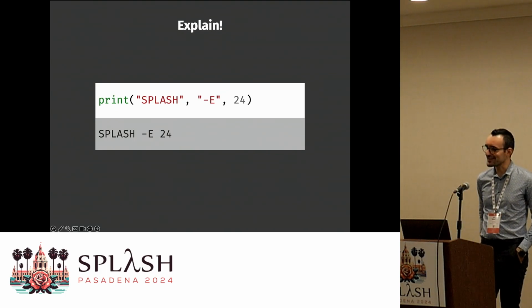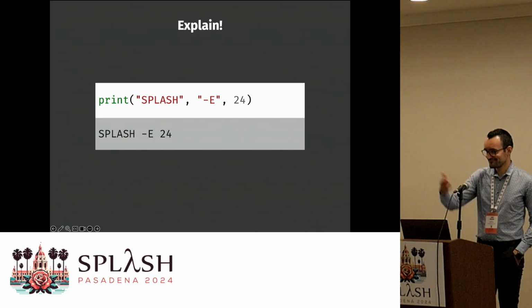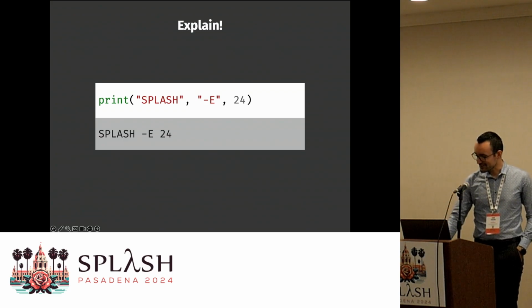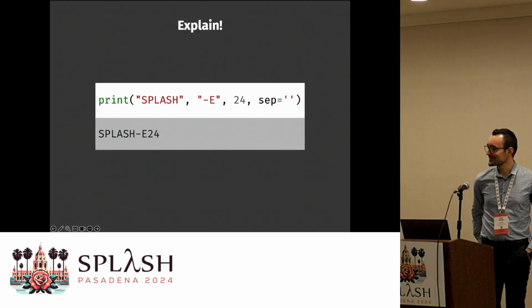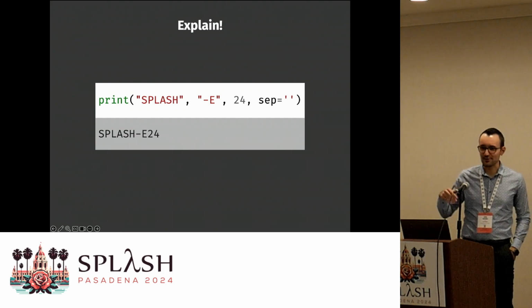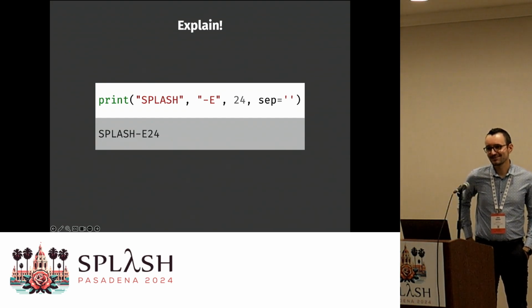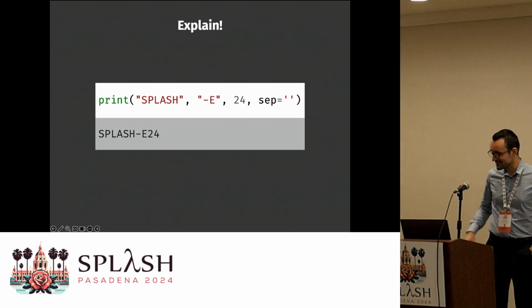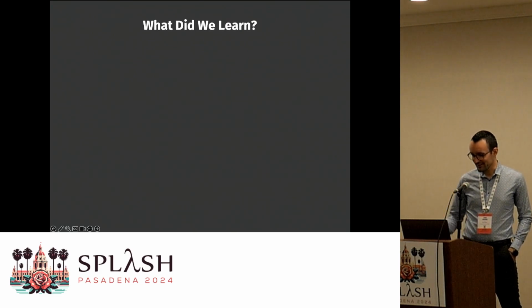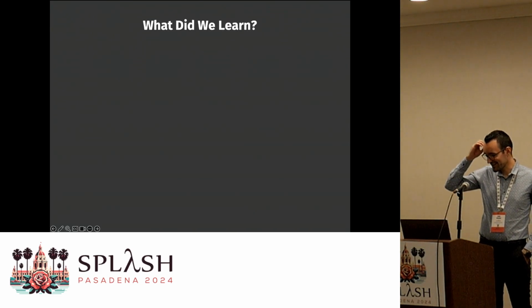What's going on here? It seems to be separating with spaces as opposed to new lines. Right, so it's separating with spaces. And as the last program, this one, for which we recover our SPLASH-E24. It's kind of the same thing as with the new lines. We replace the separator's default value, which is a space, with an empty string. Right, empty string, perfect.